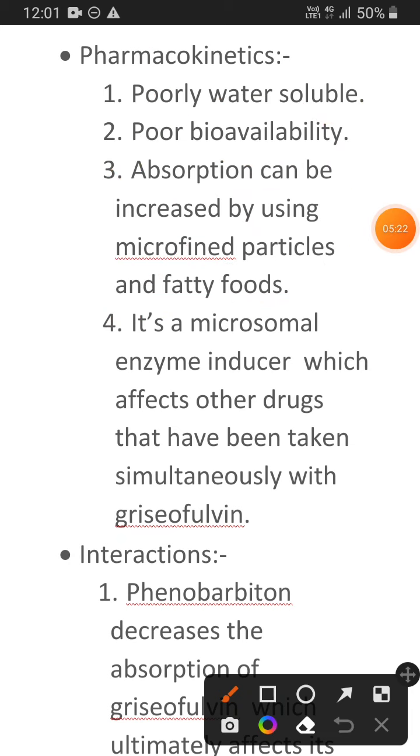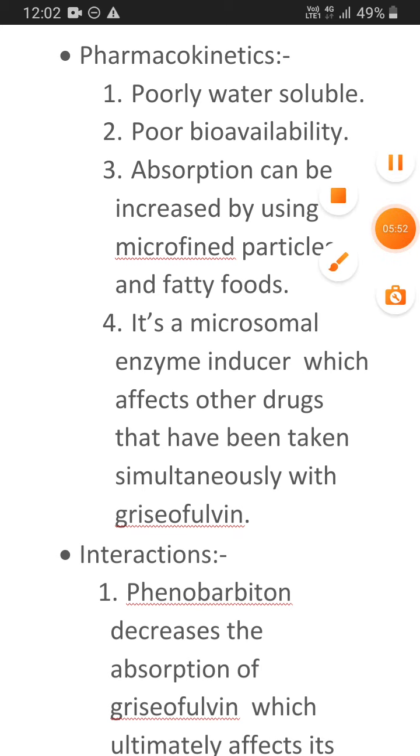So another important thing, it is a microsomal enzyme inducer, which affects other drugs that have been taken simultaneously with griseofulvin. So we have to keep this in mind while we are taking griseofulvin, because it can affect other drugs, being a microsomal enzyme inducer. Not only that, griseofulvin can itself be affected by other drugs. We are going to see this.